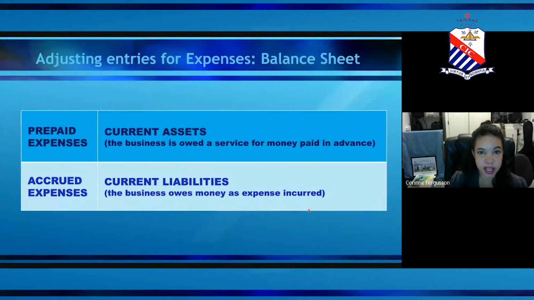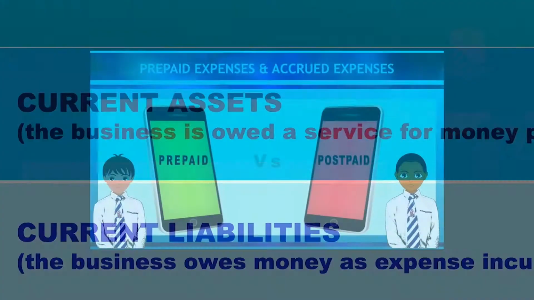So the adjusting entries for expenses in the balance sheet, as we saw before, a prepaid expense is a current asset, and an accrued expense is a current liability. So for the expenses, remember we said this one, we memorize this one, current asset, and the opposite expense would be the current liability. And we're going to explain how.